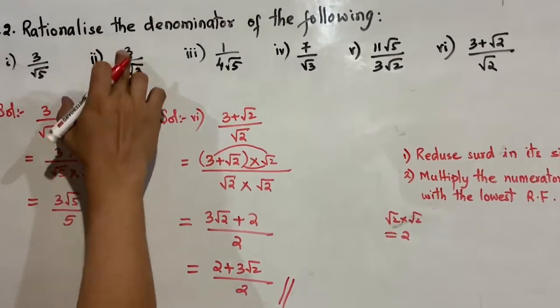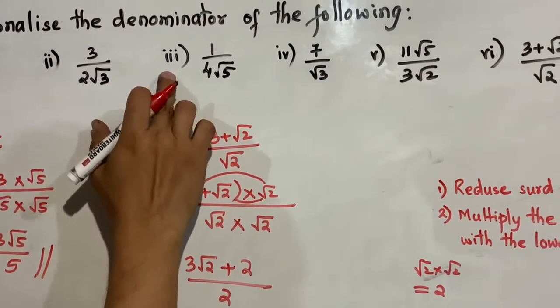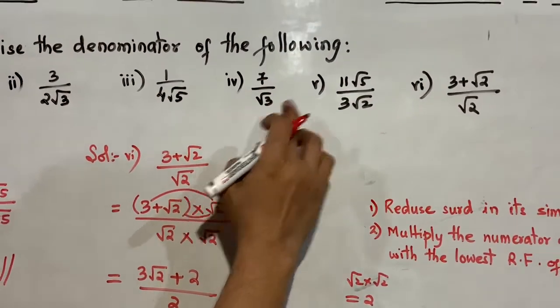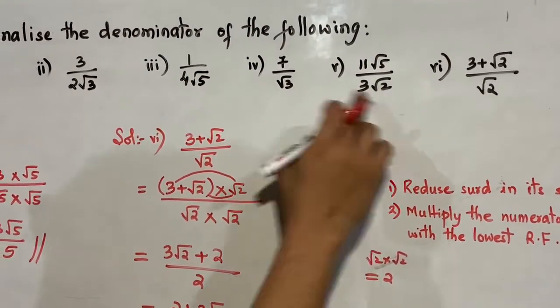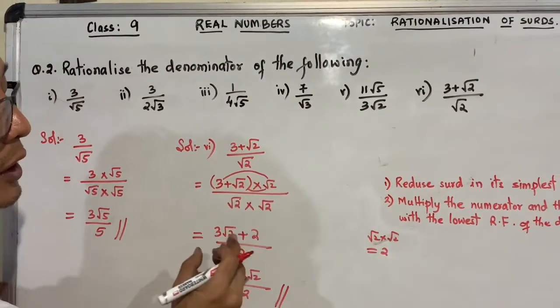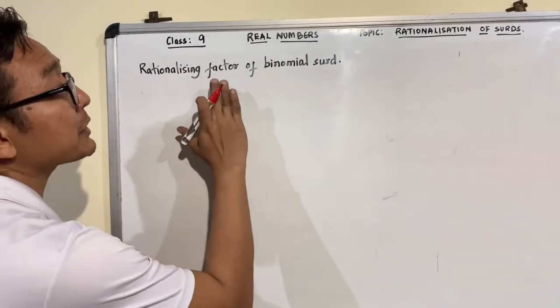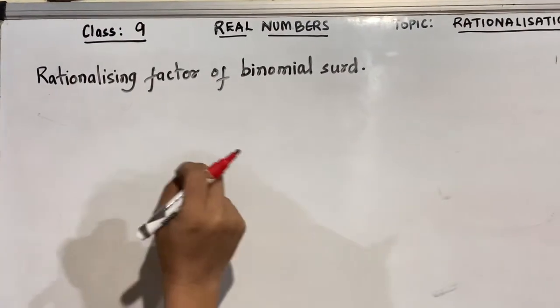Question number 3 by 2 root 3, irrational, which is 1 upon 4 root 5, 7 upon root 5, 11 root 5 divided by 3 root 2. So the rationalizing factor of a binomial surd.